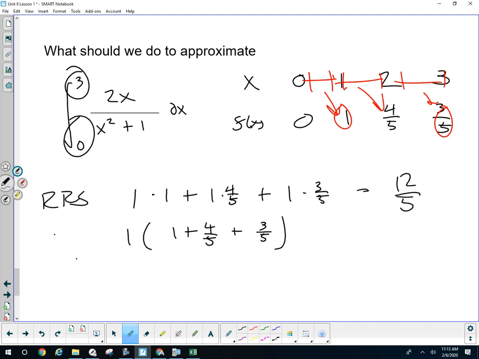Why did I pick a right Riemann sum? I don't know. Who cares? Doesn't matter. It's just one of the ways to approximate the area under that curve.